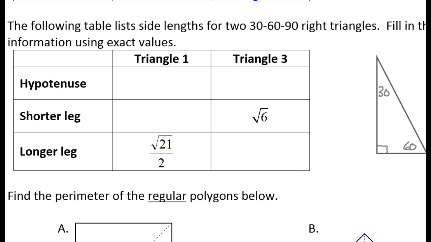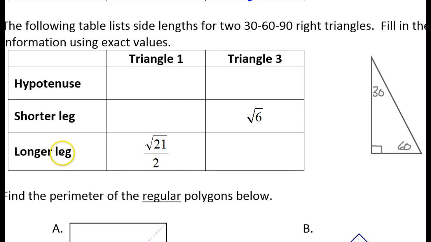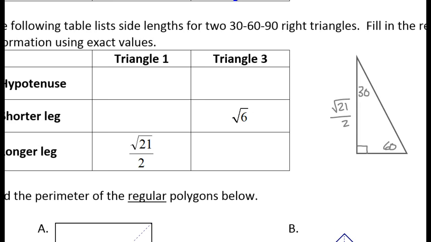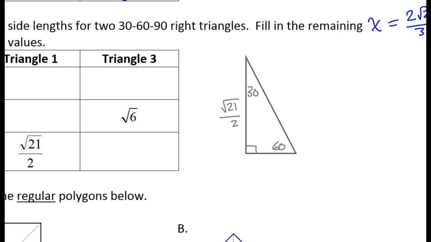Okay, what do we have? So for the first triangle, the longer leg is radical 21 over 2. So that will make this be radical 21 over 2. And of course, I'm supposed to find everything else.